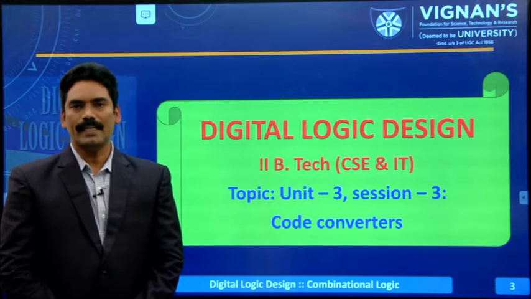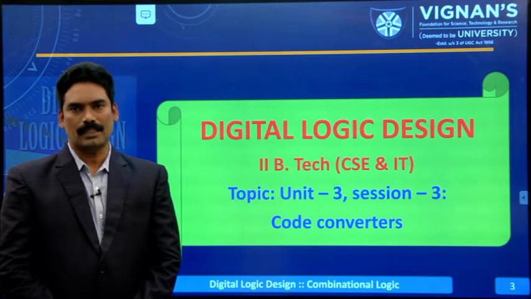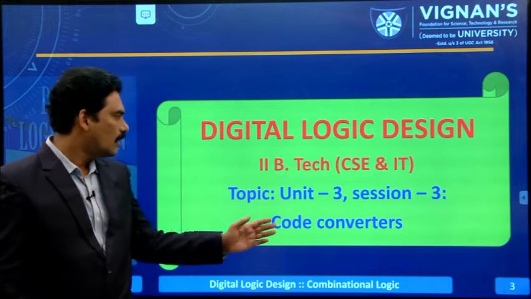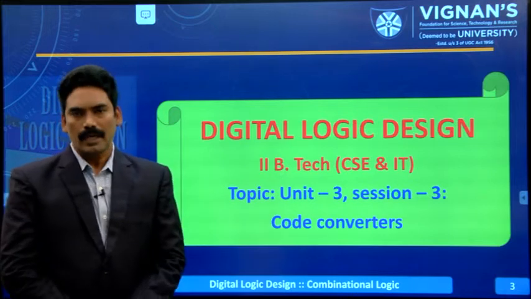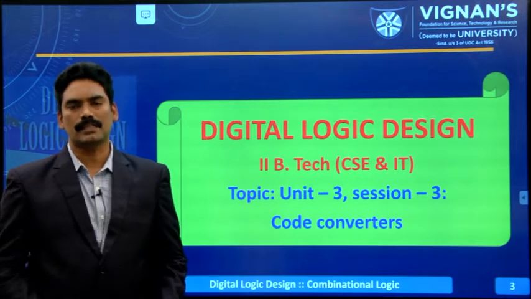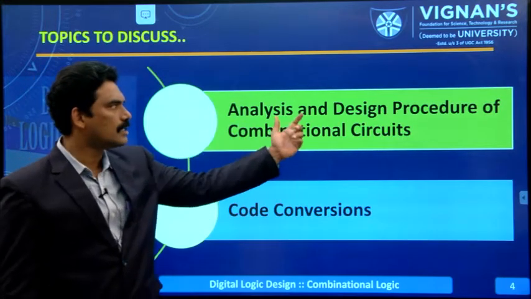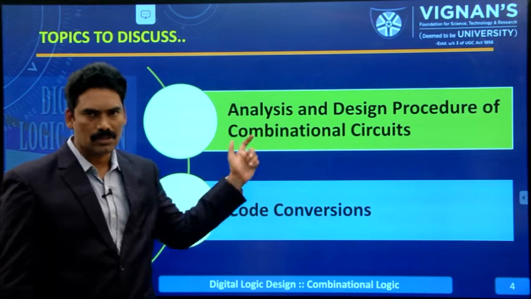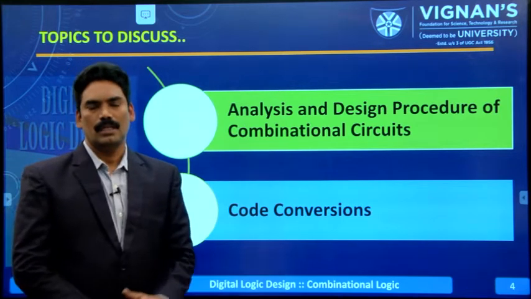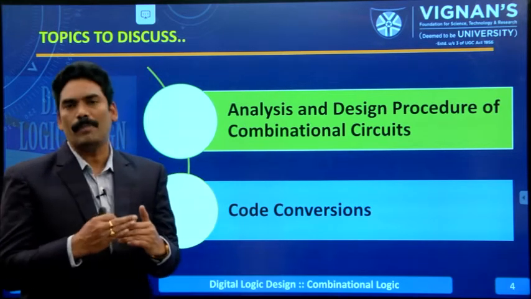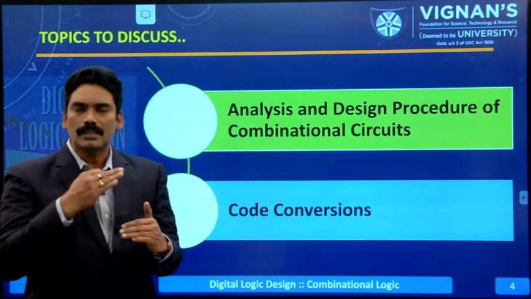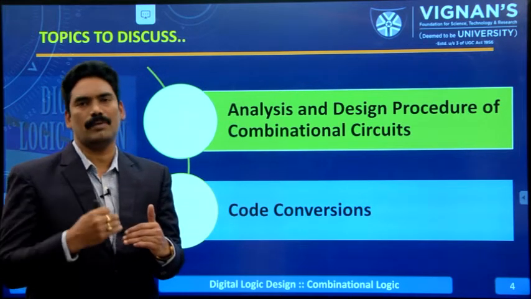We are in Unit 3, Part 3. The topic is code converters. In this session, we are going to discuss the analysis and design procedure of combinational circuits and code converters. First of all, what is a combinational circuit? And what is the analysis and design procedure of a combinational circuit?